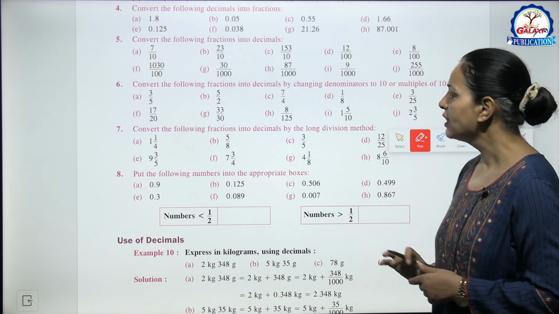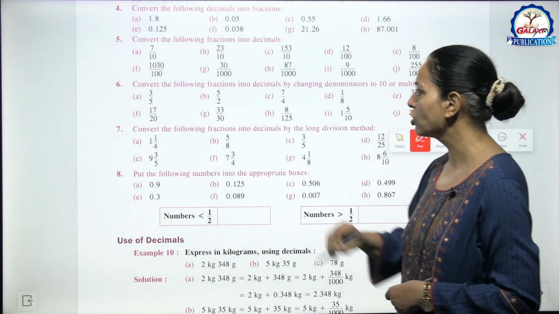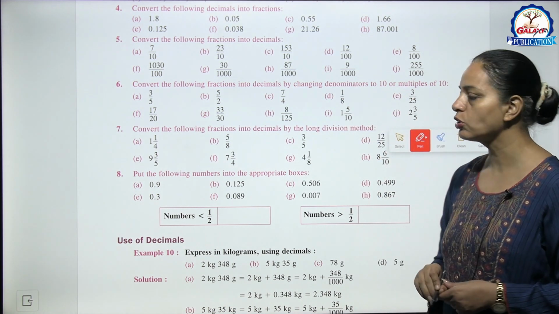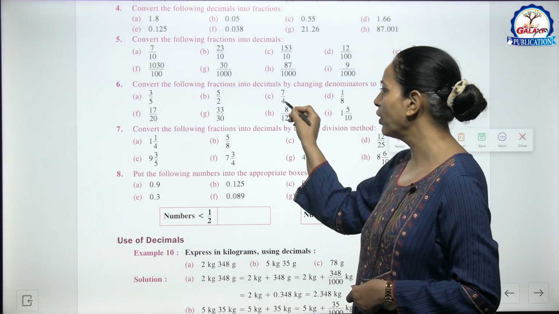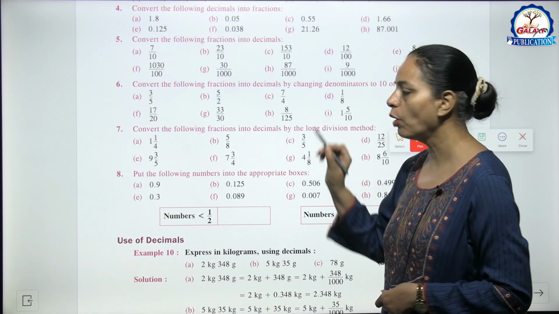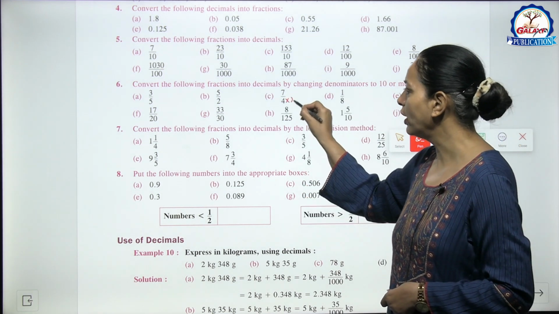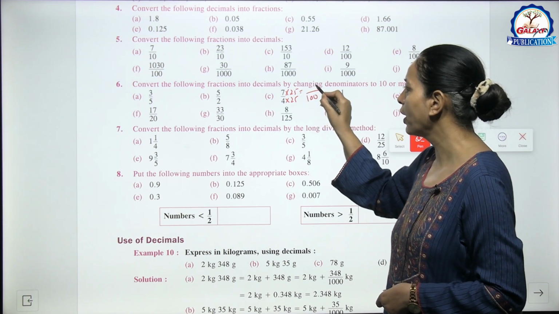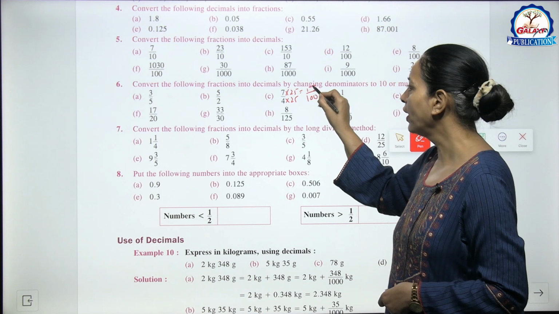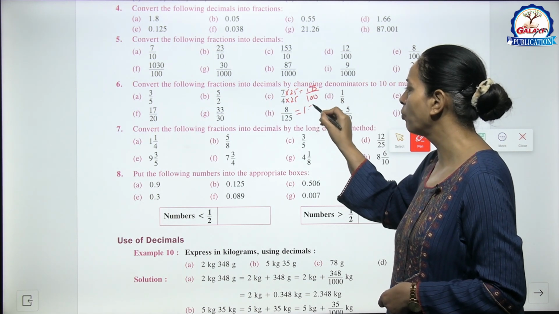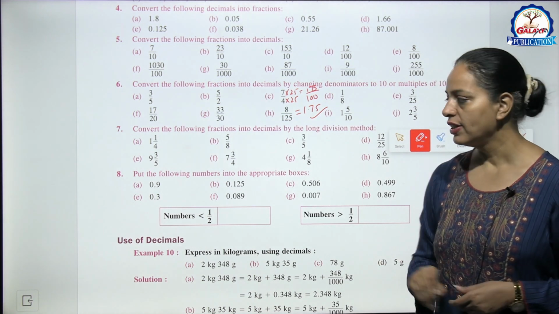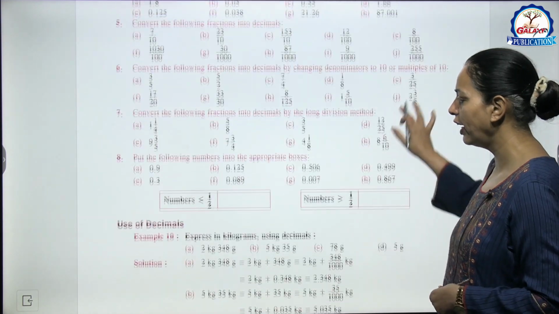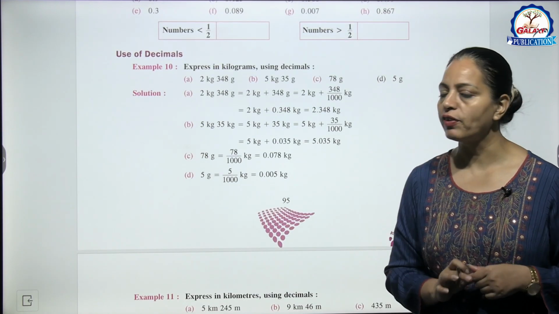Now the next is sixth one, convert the following fractions into decimal by changing denominator to 10 or multiples of 10. So like here 7/4, C part. So 4 we will make 100, 4 into 25, 7 into 25. So this becomes 100 and what will come on top? 175/100 means 1.75. Similarly, you can try remaining parts. In this way you can try 7th and 8th question.